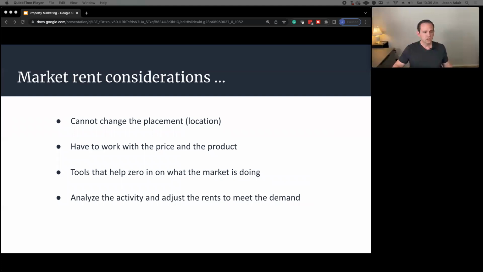Okay, so just recapping what we just talked about a little bit, some of the considerations for market rent is that one, you can't change the placement. Again, that's something you have to take care of when you purchase it. Now, we can work with that price and that product, and there is a balance. Improving one, will it get you more? Will it not? There is a trade-off there, and you have to be aware of the caps.